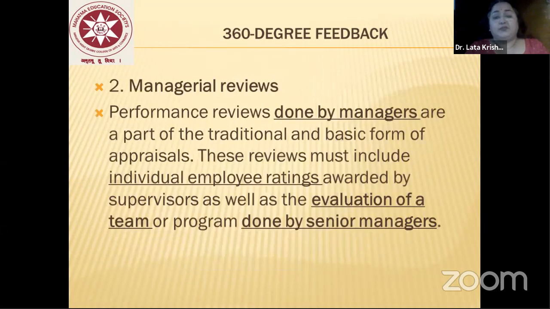Then managerial reviews, which is done by managers. These reviews must include individual employee ratings awarded by supervisors, as well as evaluation of a team or program done by senior managers. Managerial reviews are very important, because performance reviews done by managers are a part of the traditional and basic form of it. Because you report to your senior, and the senior is watching you do your task and achieve your goals. So he is able to give you your feedback. This is the second report that you get.